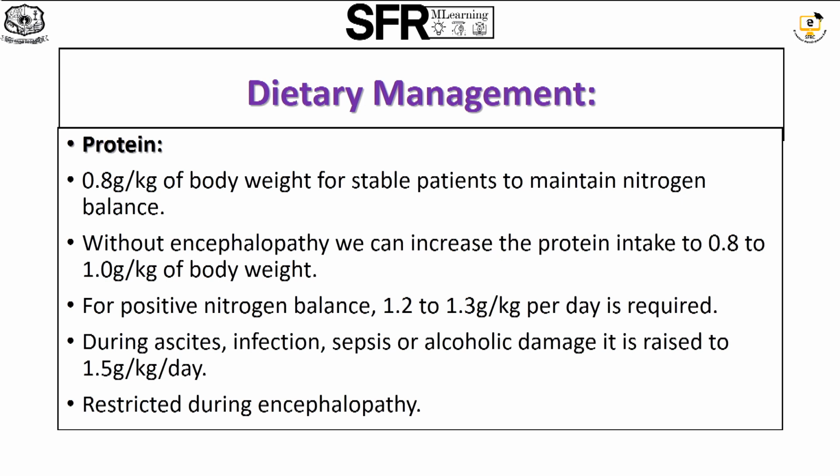And during the recovery stages, to maintain the positive nitrogen balance, because for the synthesis of hepatocyte cells, the liver cells also, we need the protein. So, for maintaining the positive nitrogen balance, 1.2 to 1.3 grams per kilogram of body weight is suggested. During ascites, infection, sepsis or alcoholic damage, it is raised to 1.5 gram per kilogram of body weight. Calculating the protein for the liver cirrhotic patient is a very crucial task. It should be planned based on the situation and current condition of the patient.